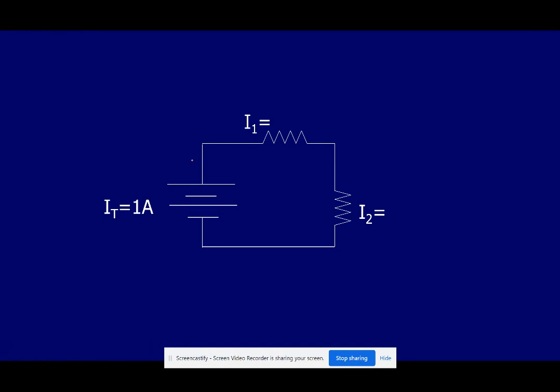So if 1 amp of current leaves the source, how many amps get through I2? How many amps get through I1? Now think to yourself, the first thing I usually ask a class if I'm doing a live show is, what do you think's the most common wrong answer that I get on a question like this? By far, the most common wrong answer I get is, oh, I know what to do, it's 0.5 and 0.5, right? That is wrong. That is wrong. That's by far the most common wrong answer I get.